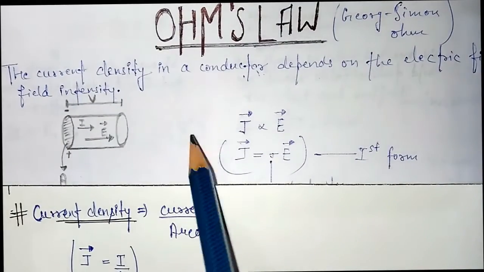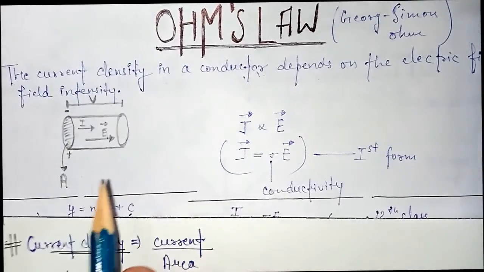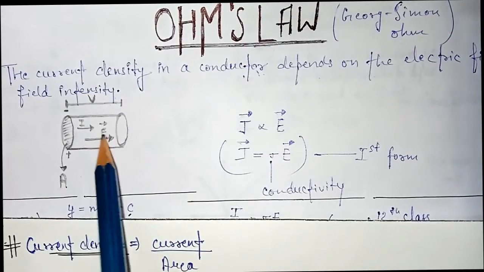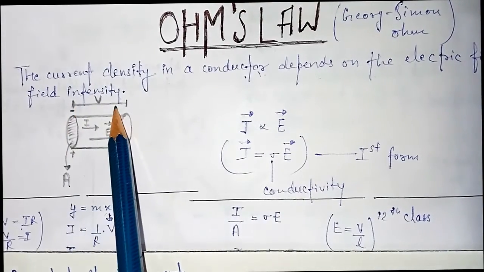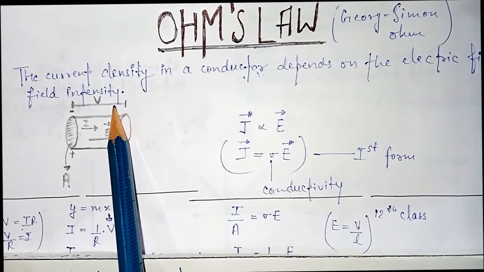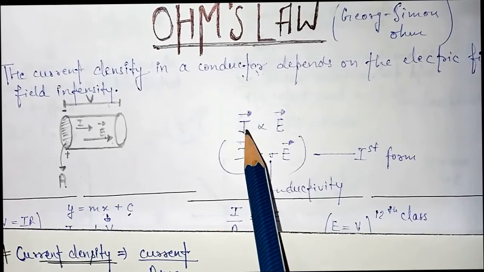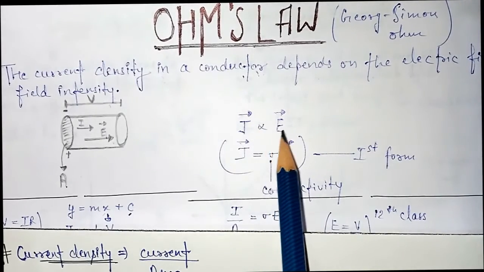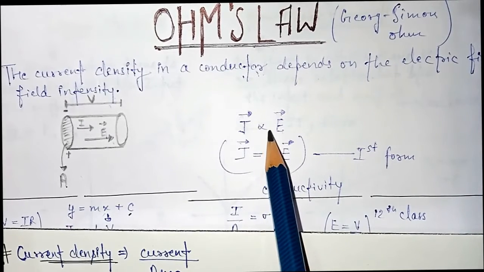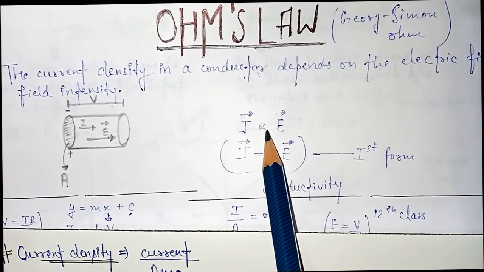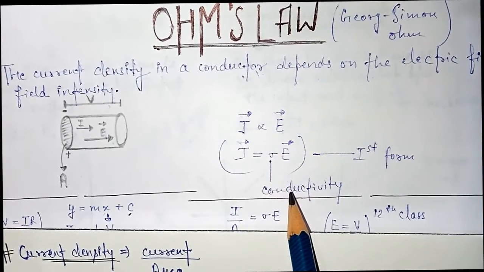The current density in a conductor depends on the electric field intensity. I take a conductor of area A in which current is flowing in the presence of electric field intensity, and V is the potential difference across the ends of the conductor. From the definition, you must know that current density is linearly proportional to the electric field intensity. When we remove the symbol of proportionality, we take sigma as a constant, that is conductivity.